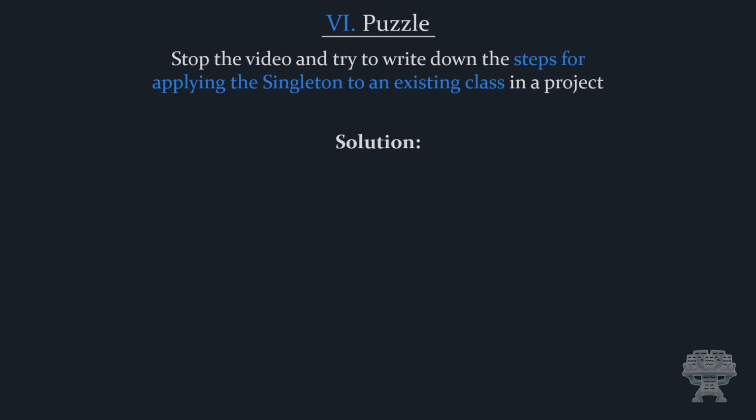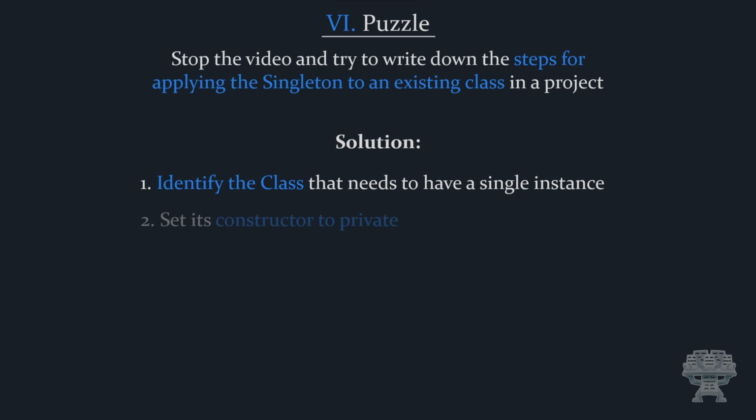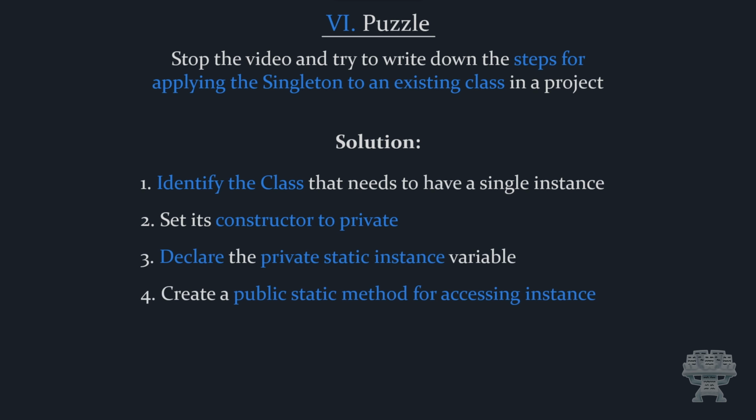The steps are the following. Identify the class that needs to have a single instance. Set its constructor to private. Declare the private static instance variable. Create a public static method for accessing the instance. And last, don't forget to ensure thread safety as we have seen. But before you do any of that, make sure that you really need to use the singleton, as it is one of the most inappropriately used and overused patterns.